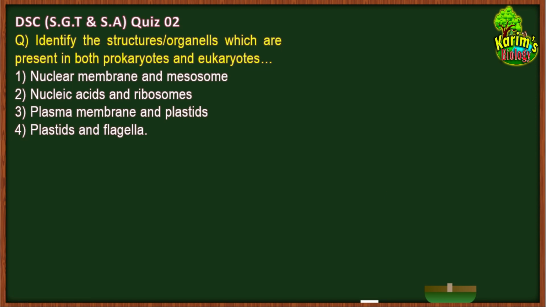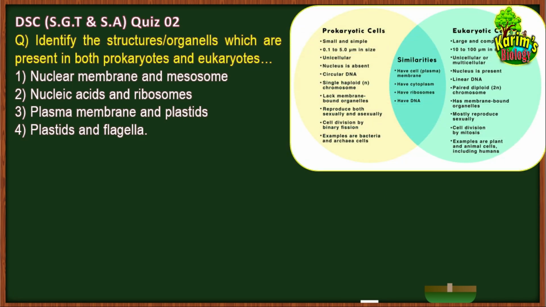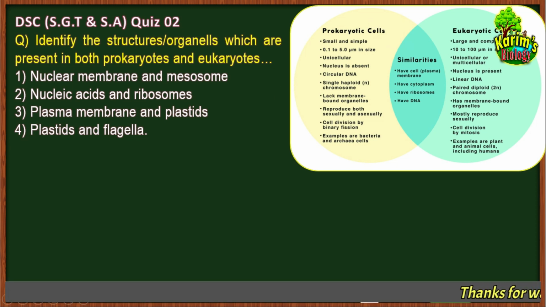Identify the structures, organelles which are present in both prokaryotes and eukaryotes. So you have to identify the cell organelles that are present in both prokaryotes and eukaryotes among the following pairs. The first one is nuclear membrane and mesosome. Nuclear membrane is present only in the eukaryotic cells. In prokaryotes, there is no such type of membrane found around the nucleus, around the genetic material.